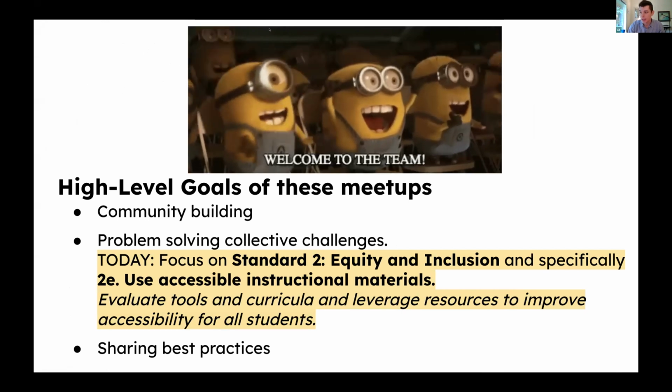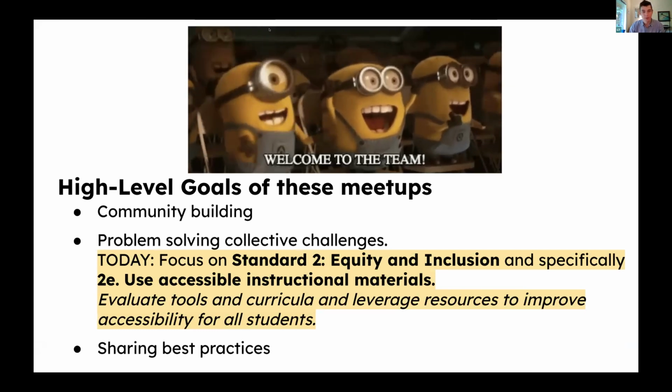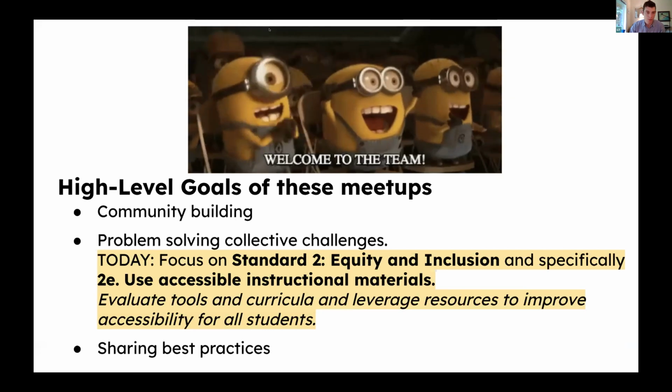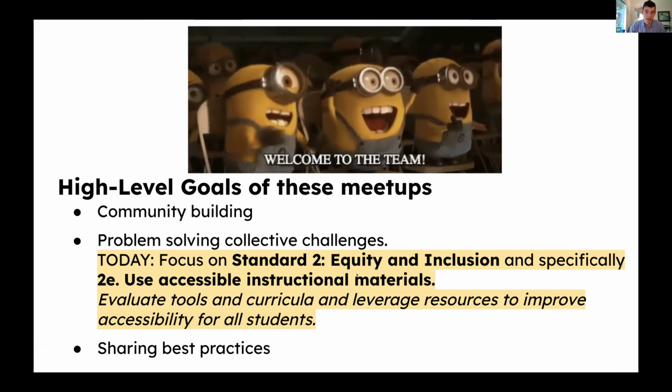So let's just talk really high level about some of the goals when we normally get together: community building, solving collective challenges. Today we're going to be focused on Standard 2, Equity and Inclusion, in the CSTA Standards for Computer Science Teachers, and specifically 2E, use accessible instructional materials. We're going to be focusing on accessibility, evaluating tools and curricula, and leveraging resources to improve accessibility for all students. And then this is just an opportunity to share best practices.